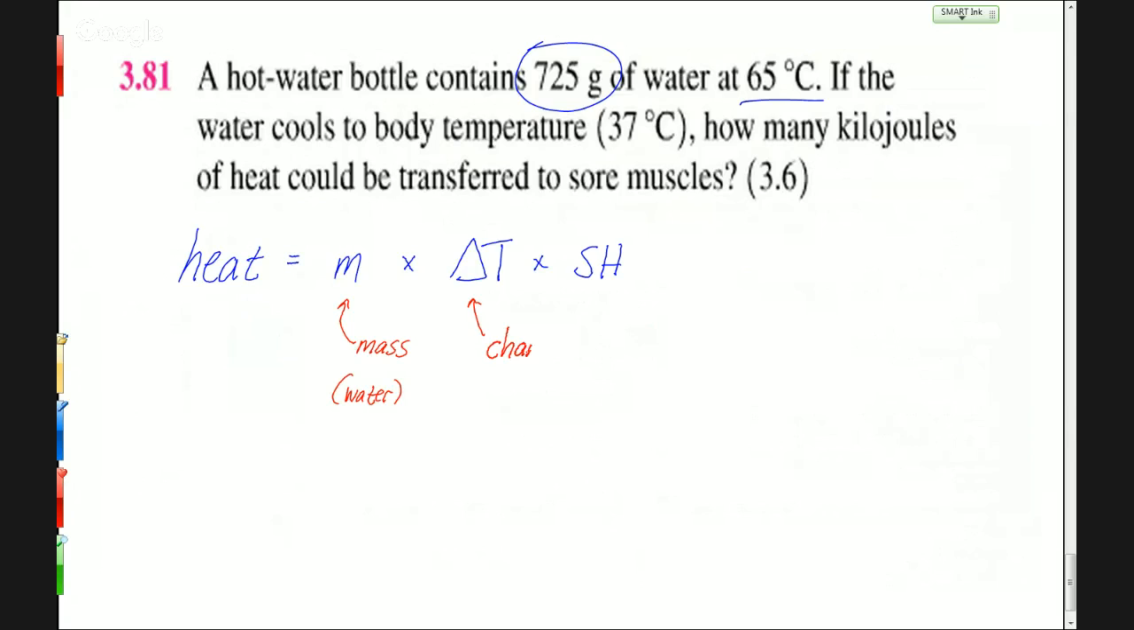This is going to be the change in temperature, degrees C or K. So we'd find that by subtracting the initial temperature from the final temperature. So whatever temperature it ends at minus whatever temperature it starts at.